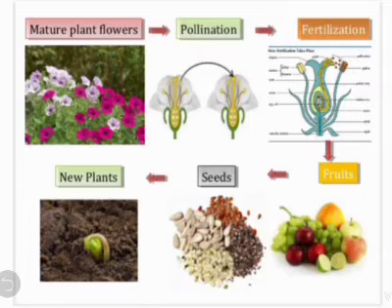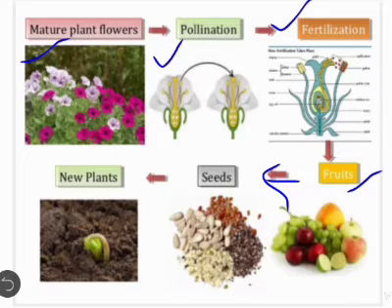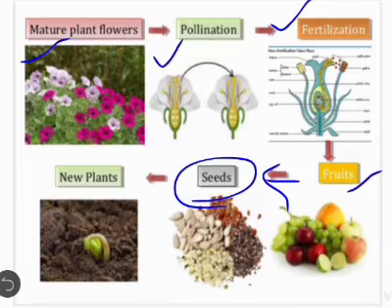This is the overview of sexual reproduction. Firstly, the flower blooms. After flowering, pollination starts. After pollination, male and female gametes get fused. This process is known as fertilization. After fertilization, the ovary gets converted into fruit and the ovule within the ovary gets converted into seed. After the seed formation, they get dispersed, and when they get suitable conditions, they germinate and form a new plant. So this is the whole cycle of sexual reproduction in plants.